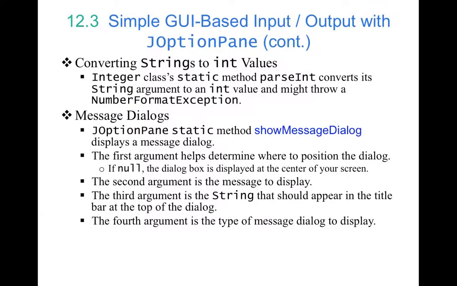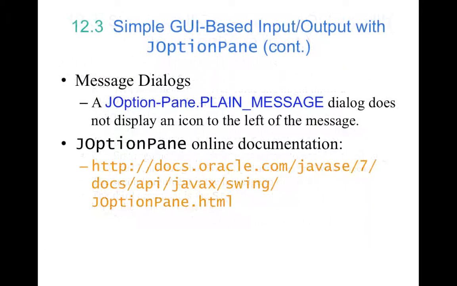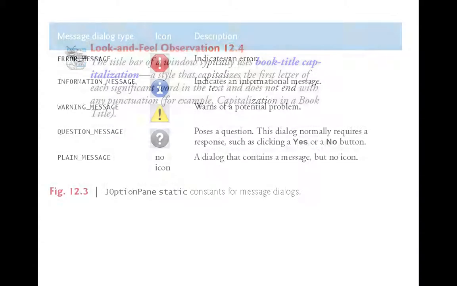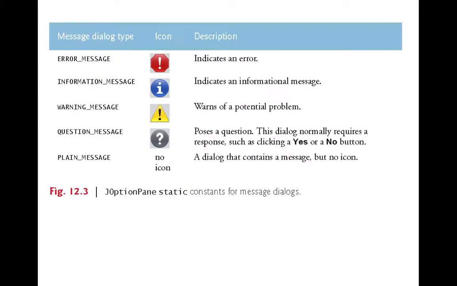And then we went right into a show message dialog, and there's different options. One of the options you can use is a plain message, which is no icon, which is one of the things we covered. And what I did with you guys is this error message, which changes the icon to this.